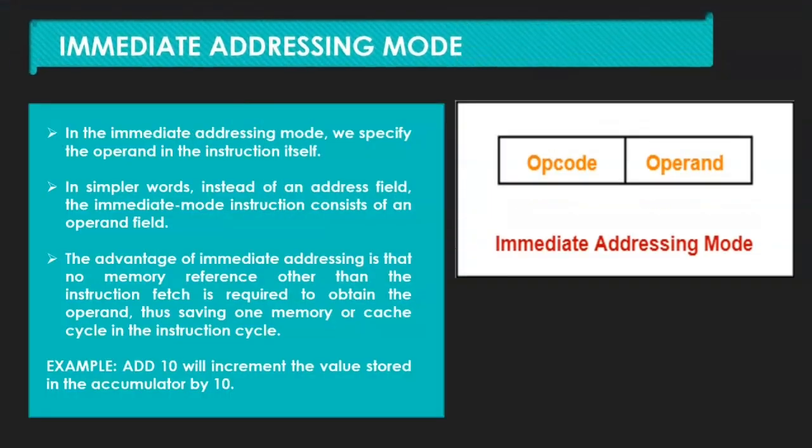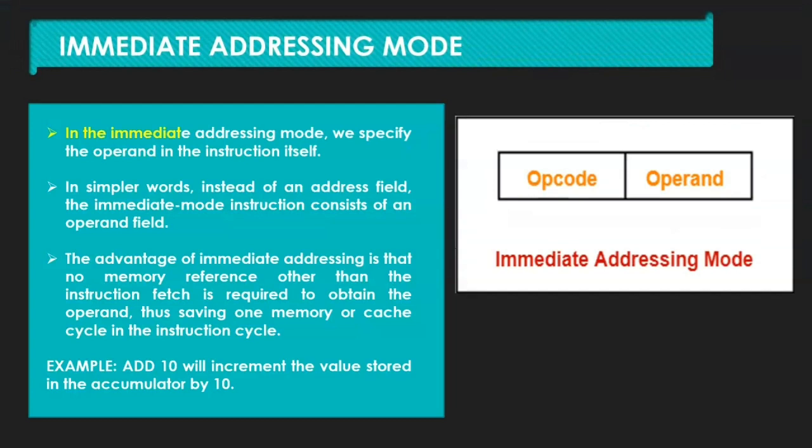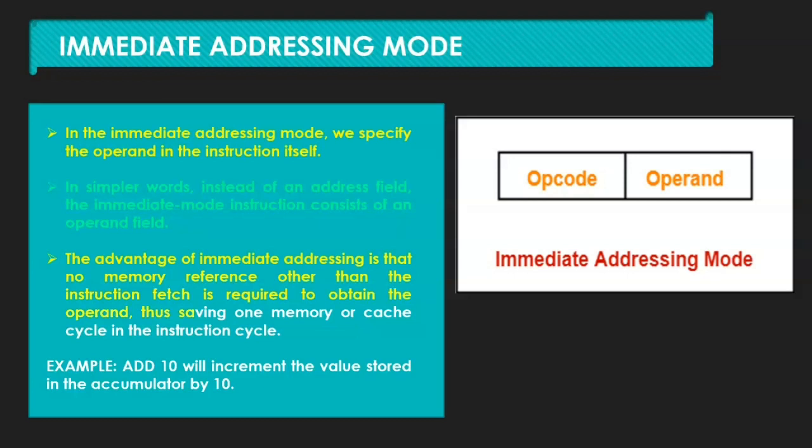In the immediate addressing mode, we specify the operand in the instruction itself. In simpler words, instead of an address field, the immediate mode instruction consists of an operand field. The advantage of immediate addressing mode is that no memory reference other than the instruction fetch is required to obtain the operand, thus saving one memory or cache cycle in the instruction cycle.